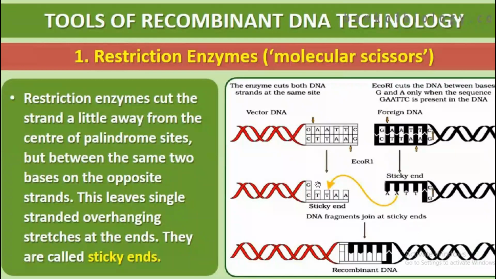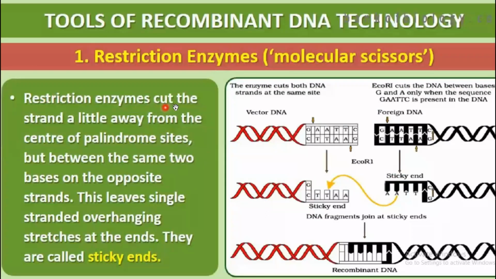Then go through this illustration. Here we can see the sticky end after cutting at the palindromic nucleotide sequence. The part of the nucleotide here that is overhanging is known as the sticky end.